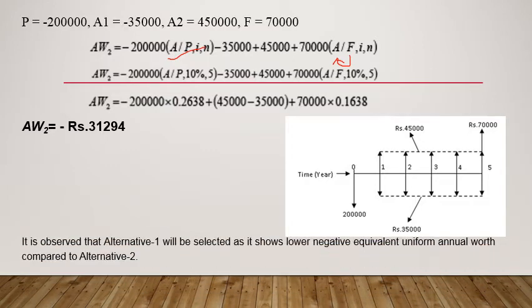Which is better? Alternative 1 is better because it shows the lower negative equivalent uniform annual worth. So whichever method we have used, in all the 3 methods we selected alternative 1 because it burdened me lesser. It had the lesser cost, whether it is lesser present worth or lesser future worth or lesser annual cost, whatever it is. In all the 3 cases I had benefit for alternative 1, and hence I have selected alternative 1.